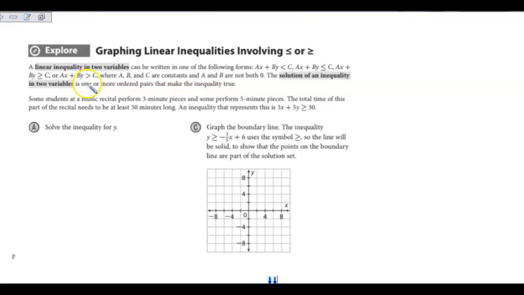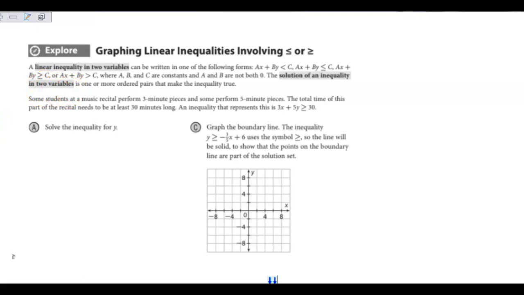The solution of an inequality in two variables is one or more ordered pairs that make the inequality true. This is a little different because when we were talking about inequalities earlier in the year, we talked about one variable. This one's going to have two variables. So ordered pairs are going to make the inequality true or not true, because there's going to be an x value and a y value. That's where the two variables come in.